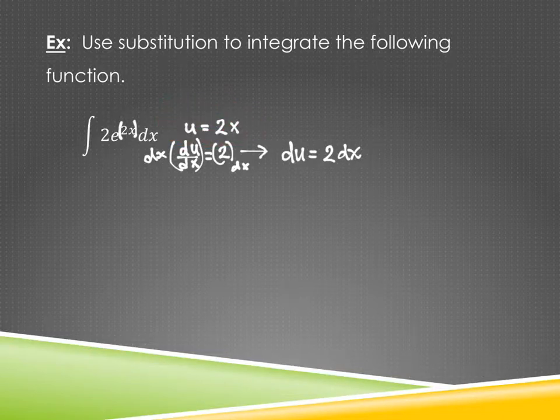Now most of the time, after you've done a few of these, what you're going to see is these two written down. Most people don't write the du dx equals 2. They write du equals 2dx. That's just what they write second.